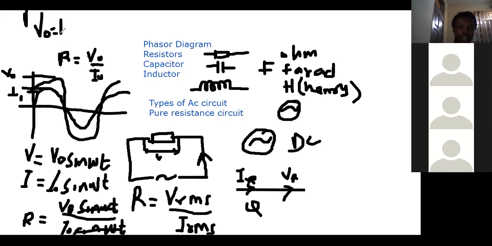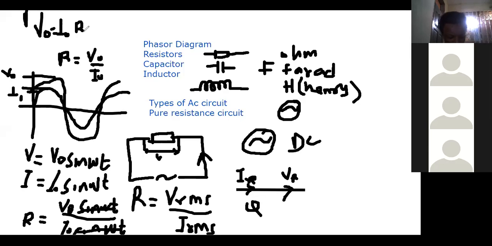So V naught can be equal to I naught times R. We are not bringing peak resistance and the rest. We are just talking about this in terms of their peak. It is just a proportionality constant. When you do Ohm's law, resistance is a constant. Listen. So basically, that is it.